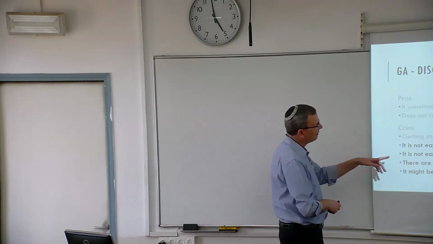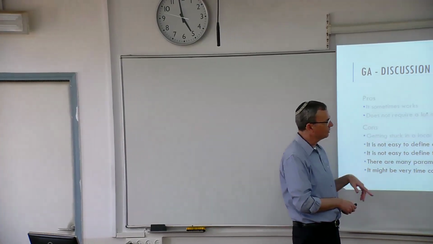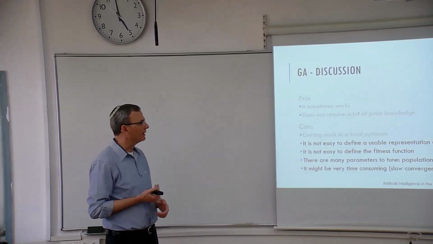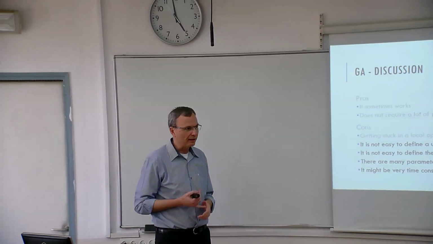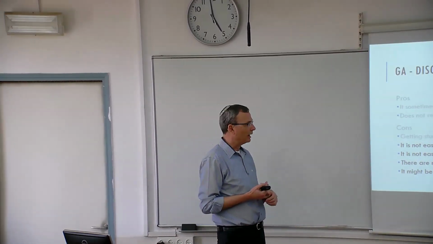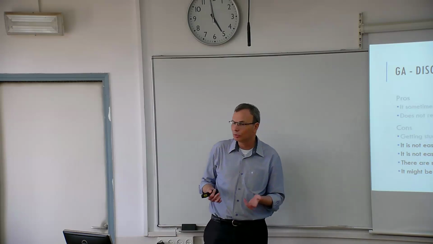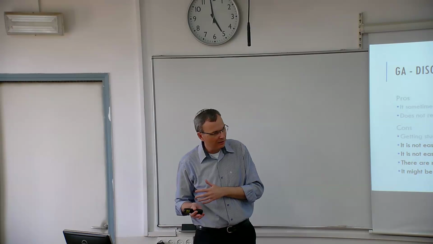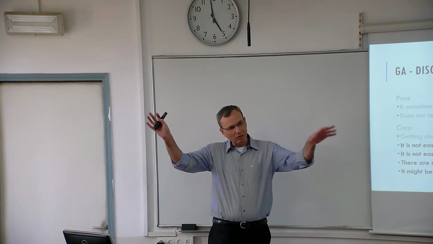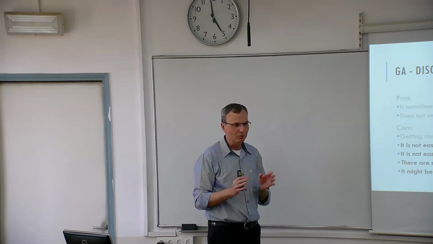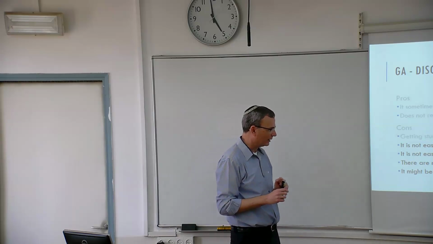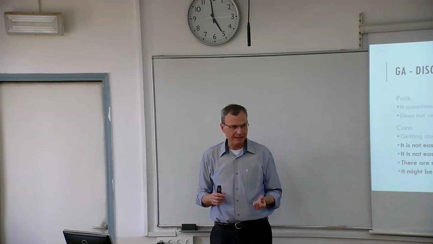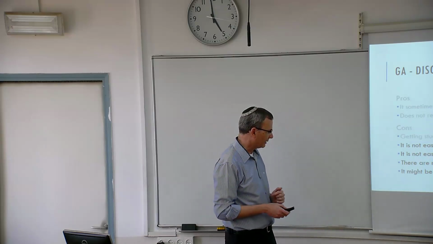There are many, many parameters in this algorithm that you need to tune. What is the population size? How many parents do I need, or the first generation, to start with? How many mutations do I need to conduct? If I have too many mutations, then I'm going to spread all over the place and I'm not going to have anything working. If I have too little mutation, I have the problem of being stuck in a local optimum.